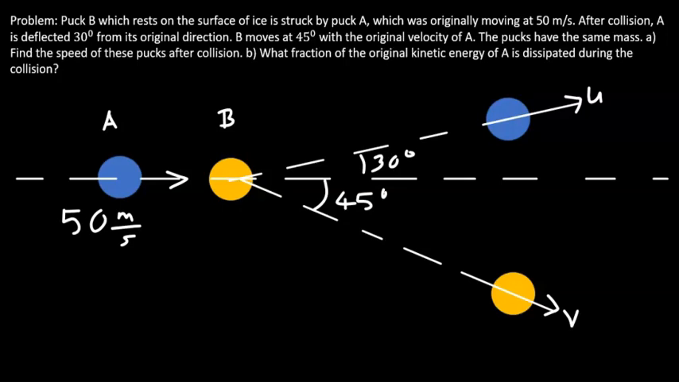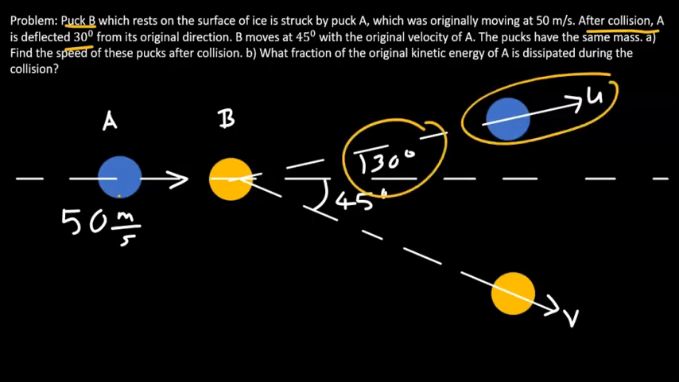Let's look at the following problem associated with conservation of momentum. Puck B, that is this one here, which rests on the surface of ice, is struck by puck A, which was originally moving with a speed of 50 meters per second in the direction shown. After collision, A is deflected 30 degrees from its original direction, so it moves like that. B moves 45 degrees with the original direction of A, so that is the direction for puck B after the collision. The pucks have the same mass, so that's an important piece of information.